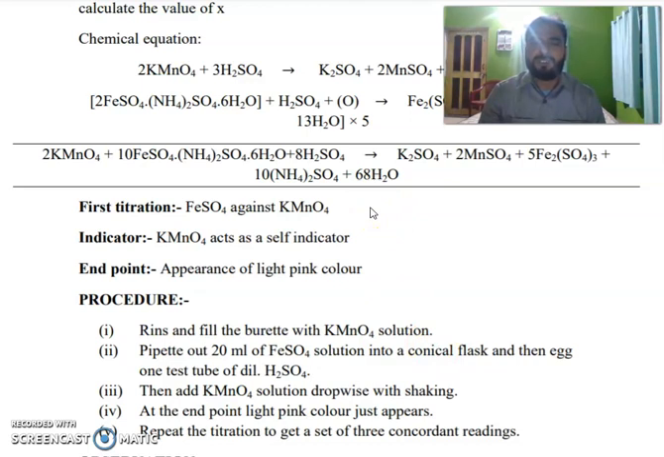In this titration, KMnO4 acts as a self-indicator. So, no need to use any indicator. KMnO4 acts as a self-indicator. So, how do you know the end point? With the appearance of light pink color.